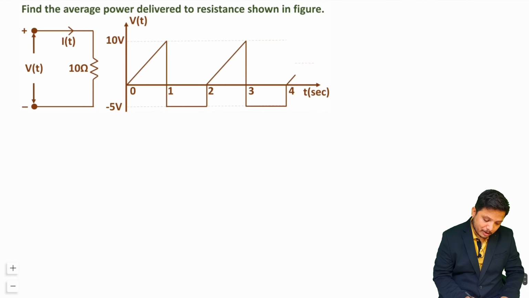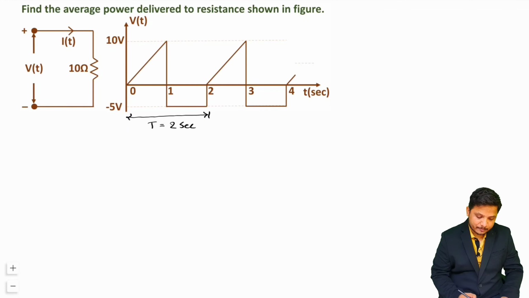So here you can observe we have again the same circuit with voltage v(t) and current i(t), but here the graph of v(t) with respect to t is given. So now we need to see what this function v(t) is, right? And if you observe, this v(t) is getting repeated after a time period of T equal to 2 seconds, right? It is getting repeated after every 2 seconds.